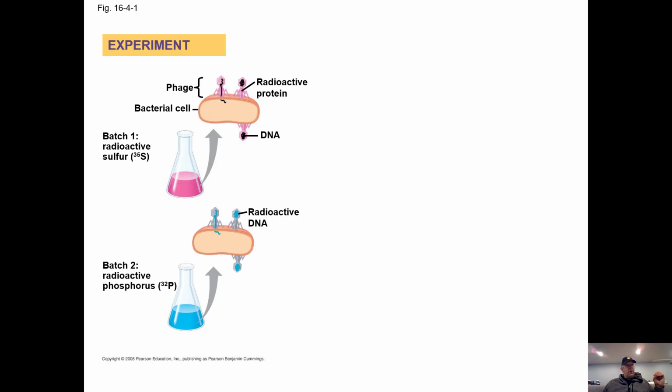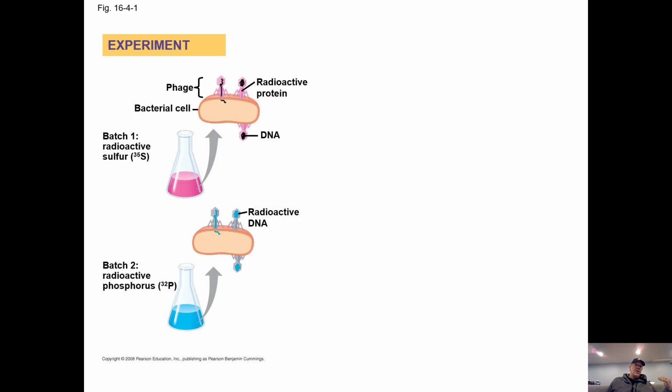Okay, so protein is made out of nachos, right? Nitrogen, carbon, hydrogen, and sulfur. So the radioactive sulfur will tag the proteins. DNA, on the other hand, is made out of poncho: phosphorus, oxygen, nitrogen, carbon, hydrogen. All right, so the radioactive phosphorus will tag the DNA.